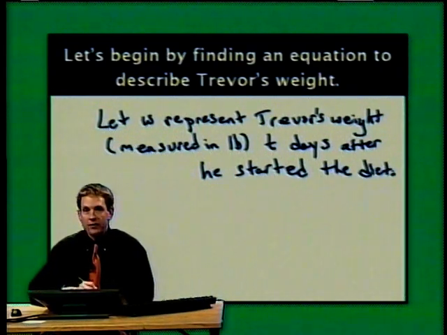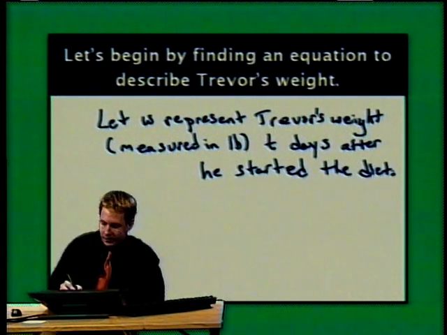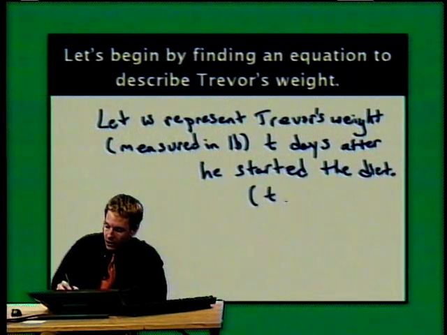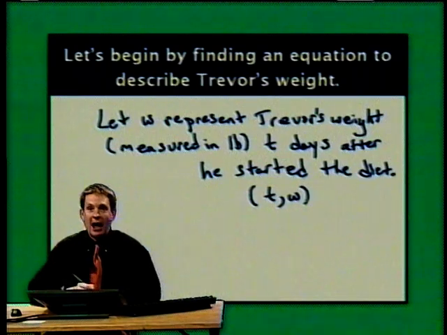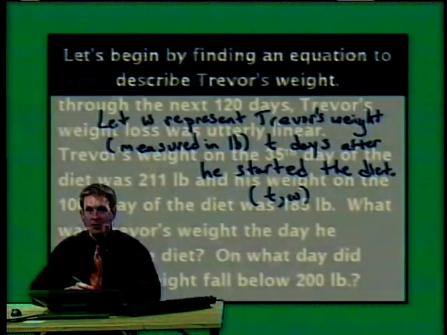Now, since Trevor's weight is going to depend upon the number of days he's been on the diet, I think our independent variable is the T, and our dependent variable is W. In other words, if we were looking at a graph, T would be on the horizontal axis, W would be on the vertical axis. So our ordered pairs are going to have form T, W. Let's go back to the problem statement and see if we can find some points that would be on this graph.